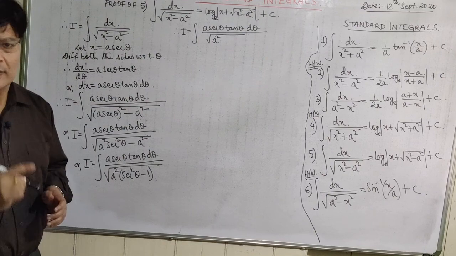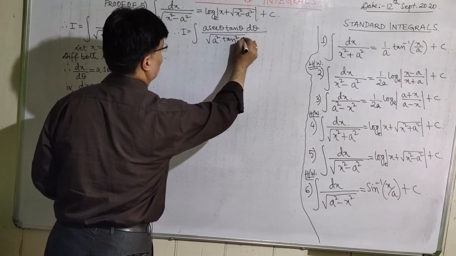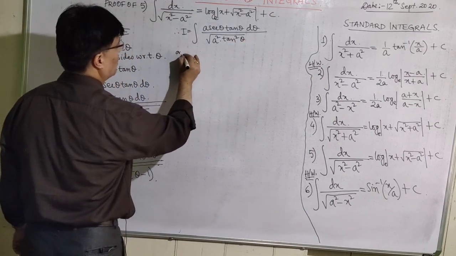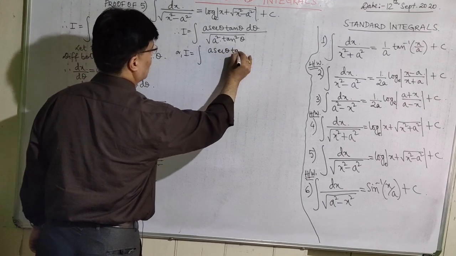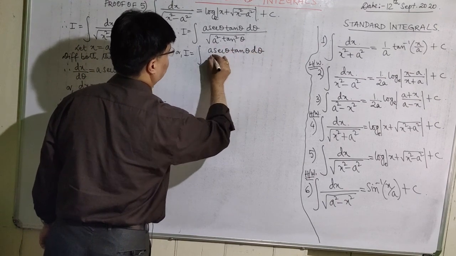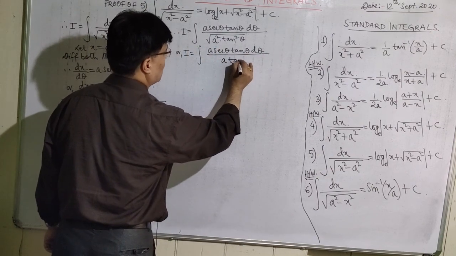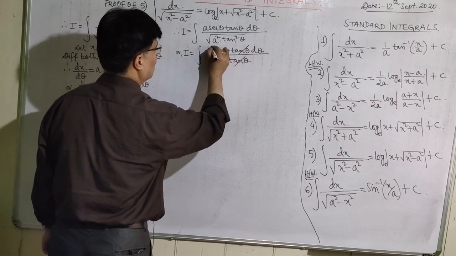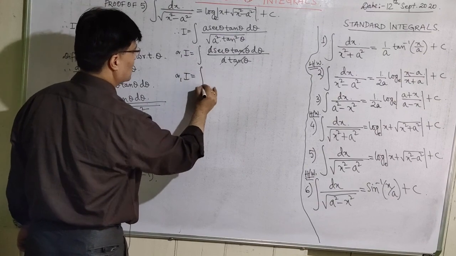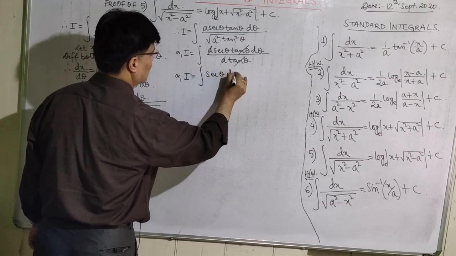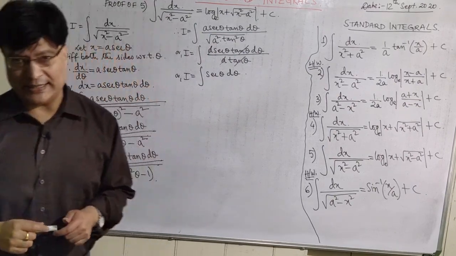You know this formula: sec square theta minus 1 is tan square theta. So let us write here tan square theta. Or I is equal to integration of a sec theta tan theta d theta divided by, what is square root of a square tan square theta? It is a tan theta. So here tan theta and a will be cancelled. You can cancel them. Or I is equal to integration of sec theta d theta. This is only integration of sec theta d theta.